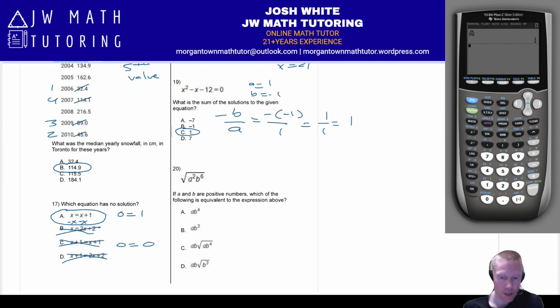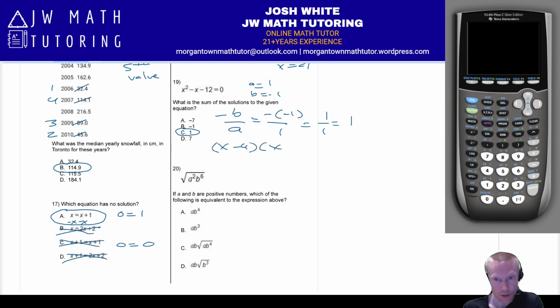Now, if you didn't remember that formula, you could instead solve this either by factoring or by graphing. It's going to factor as x minus 4 times x plus 3 equals 0. You get x equals 4, you get x equals negative 3, and then you could just add these together. 4 plus negative 3 is 1. Same answer, letter C, positive 1. Again, you could use your calculator too if you wanted.